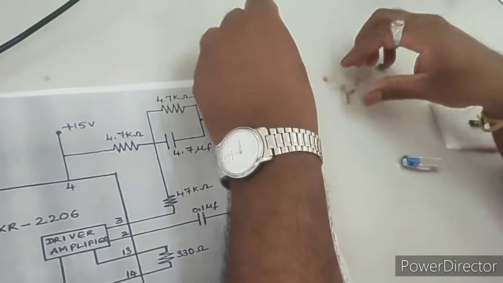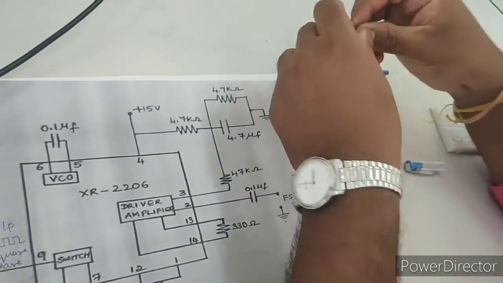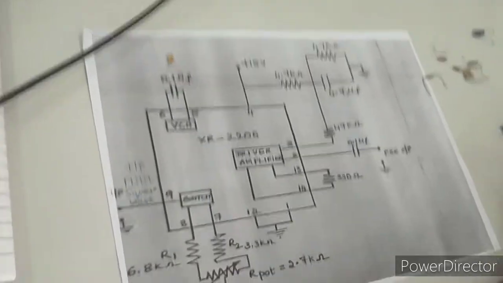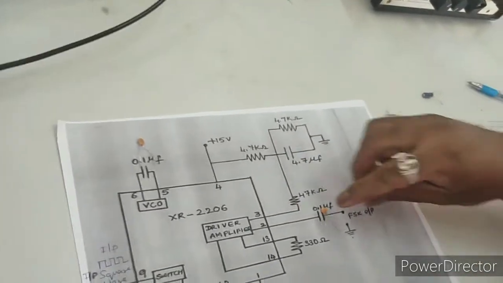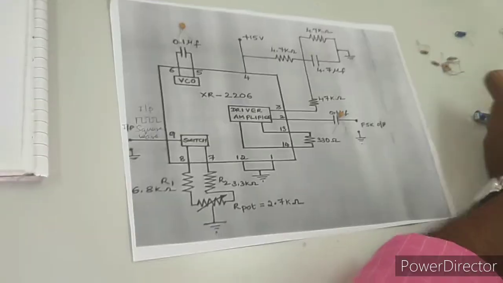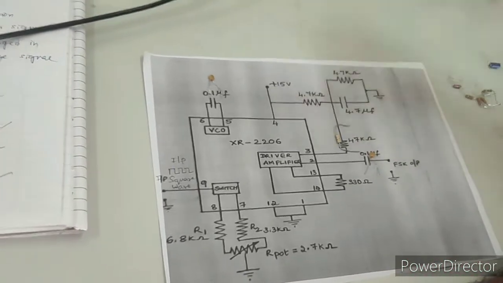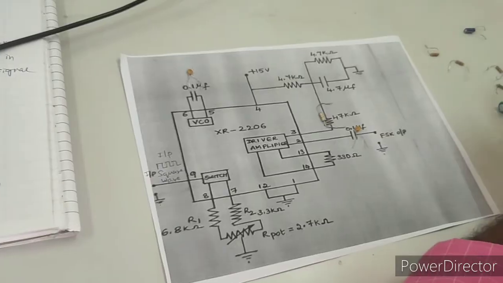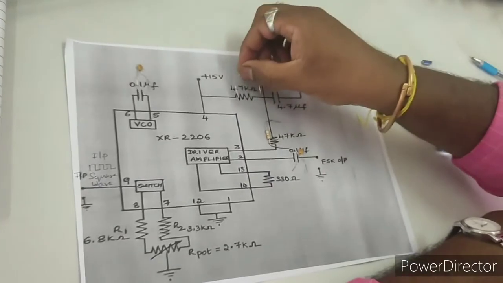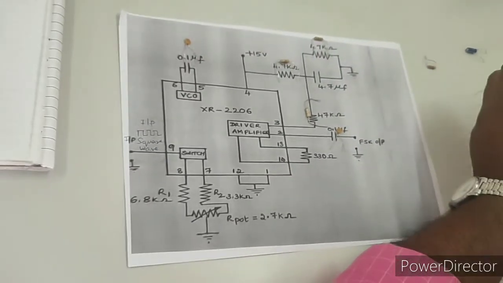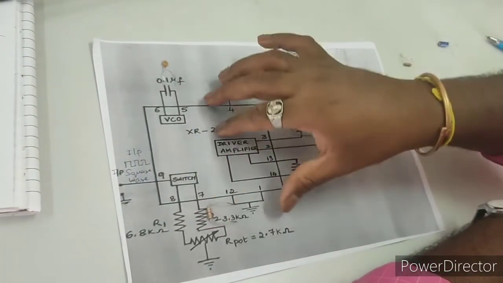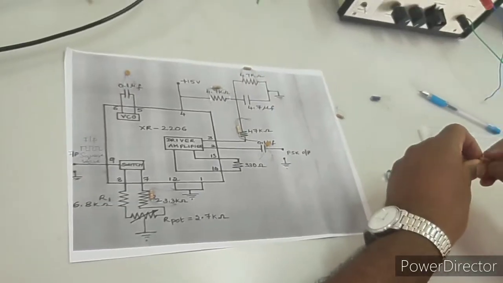Here the capacitors we require are two capacitors of 0.1 microfarad. Here it is also 0.1 microfarad, and the resistors: a 47K, here a 4.7K, another 4.7K, a 3.3K resistor, and a 6.8K here.